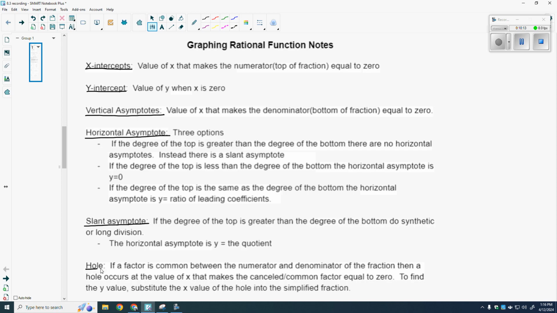The hole and the slant asymptote are going to be two things that we're going to talk about in a little more detail. And the slant asymptote, we're really not going to do much of this year, but I want you to see it. And we're going to do a lot more next year in pre-calc. But this year, we're not going to do a slant asymptote. I do have one on the homework just because I want some of you to see it. All right.